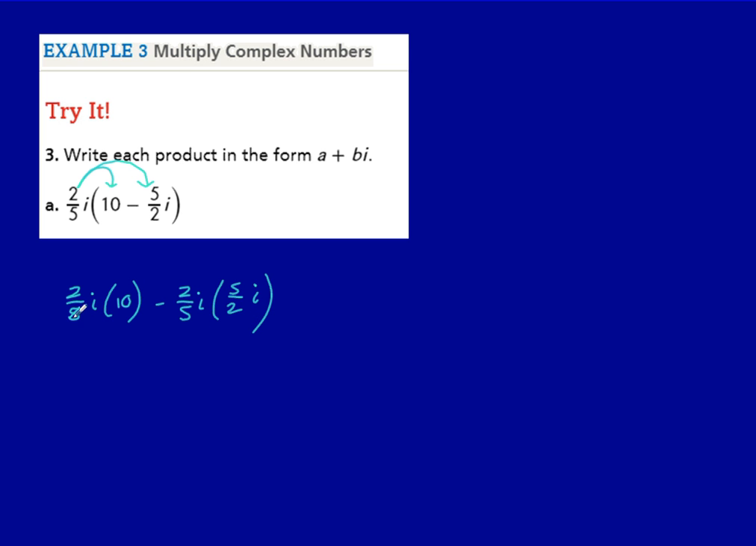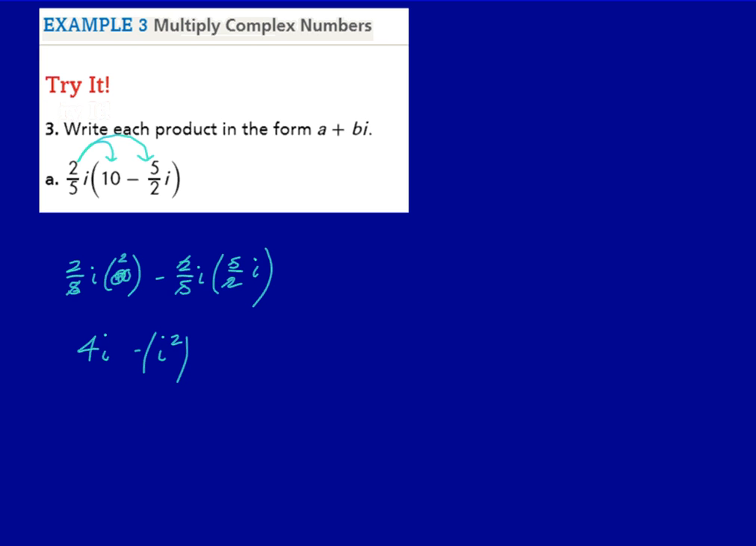If we do this, the 5's cancel with that. That leaves me a 2. So that's going to be 4i, because that becomes 2, and 2 times 2 is 4. Minus, this cancels and this cancels, so it's going to be minus i squared. This has got parentheses around it like that.